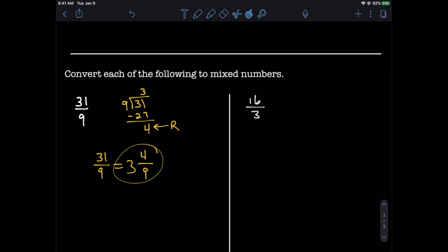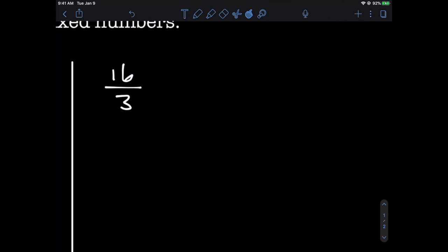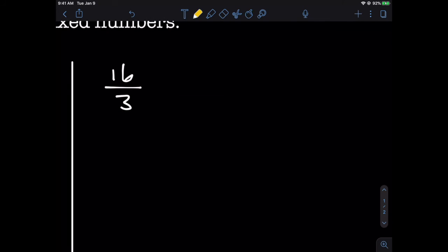Let's do the same thing for 16/3. Start by setting up your division, numerator divided by denominator, so 16 divided by 3, like so. Now we ask, how many times does 3 go into 16? Of course it's 5. 3 times 5 is 15. 16 minus 15 is 1.